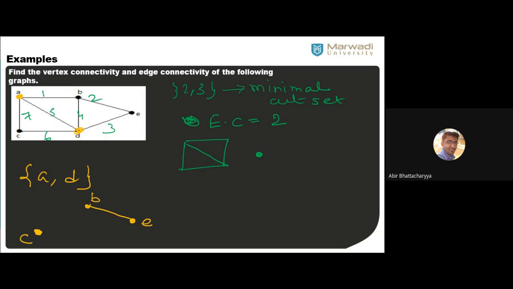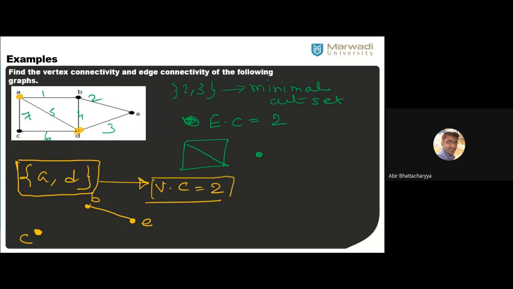What am I disconnecting? A and D, two vertices. So two vertices means the vertex connectivity is 2. Similarly, BD is also possible. You can remove B and D. Whenever you are removing any vertex, remember you have to remove all the incident edges of that vertex. Is vertex connectivity clear, all of you? Please write C in the chat box.